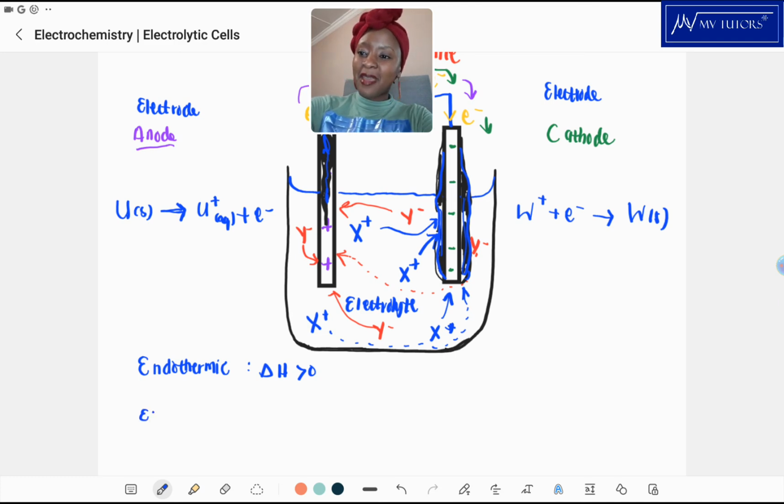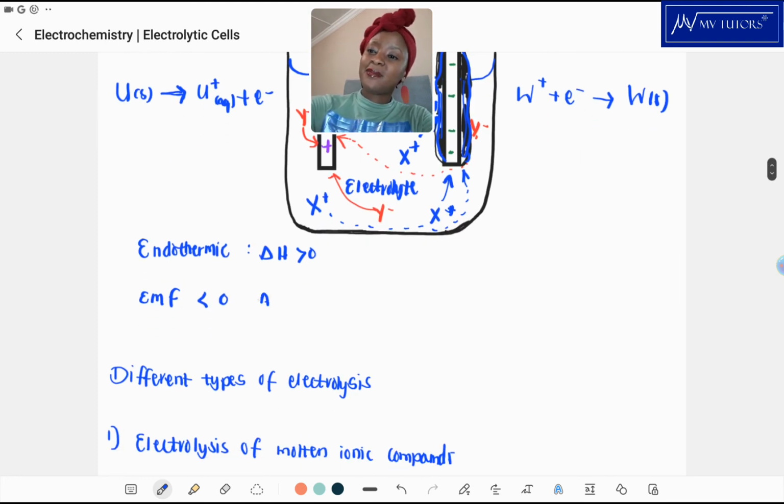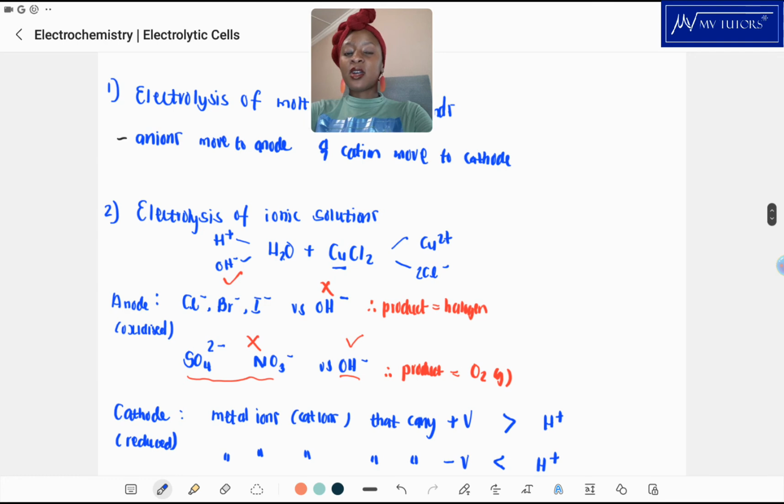I was thinking about EMF when I said exothermic, but the EMF that you calculate will always be smaller than zero. Guys, if you calculate this and you get an EMF that's bigger than zero for an electrolytic cell, there's something that you did wrong. Please make sure that your EMF is always less than zero, and these reactions are endothermic. I think that's what I forgot in that regard. Not sometimes, but always. So that's basically what happens with the electrolysis of ionic solutions.